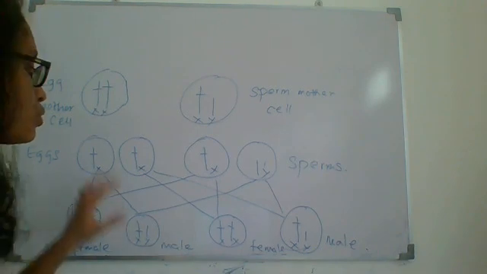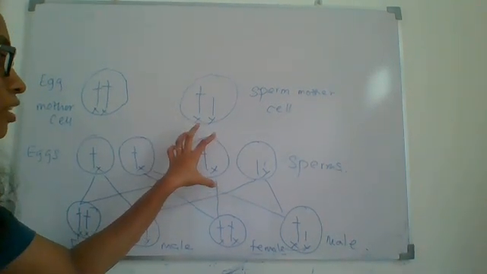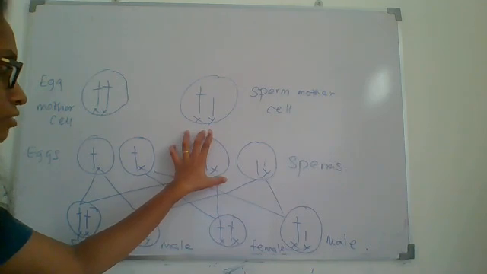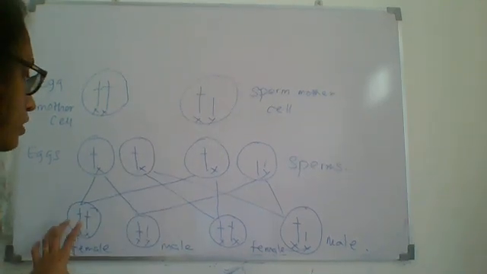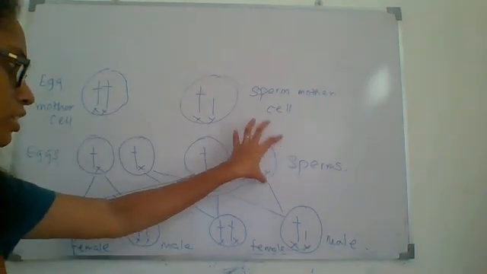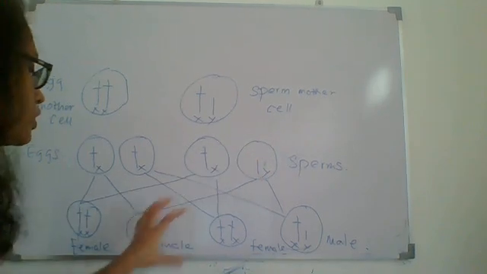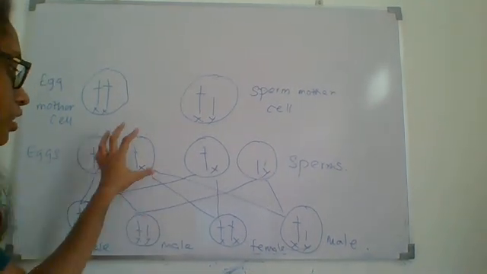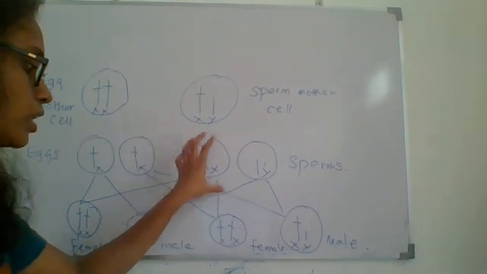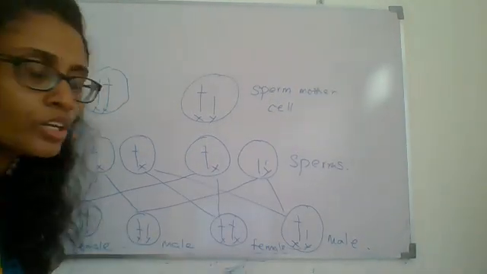So if this egg combines with this sperm, you will get a female. And if this egg combines with this sperm, you will get a male. And this egg with this one, female. This one with this one, a male.